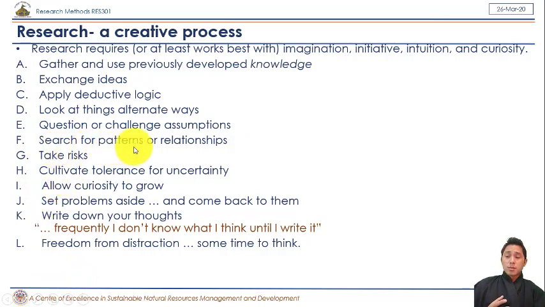You can search for patterns or relationships to draw more conclusions in a creative way. You can take risks, cultivate tolerance for uncertainty, allow curiosity to grow. So I'll get back to number G again. Risk is one thing that is really important, not only for research but anything. If you want to be creative, you have to take risks. So please take risks. We have dealt with this clearly with the entrepreneur model that we took last time. So risk is one thing that you need to take when you're doing research.